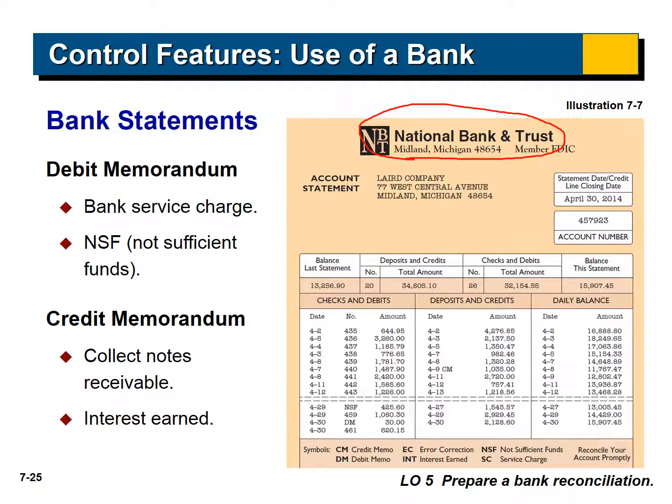A debit memorandum is something like a bank service charge, or NSF, which stands for non-sufficient funds. That basically is a customer check that bounced. You can see down in this little area, non-sufficient funds, $425. That would be a check that bounced. And then down here is a debit memorandum, for example, a bank service charge. Then we also have what are called credit memorandums. That's, for example, when the bank collects notes, or there is interest earned. And here's an example of one there.